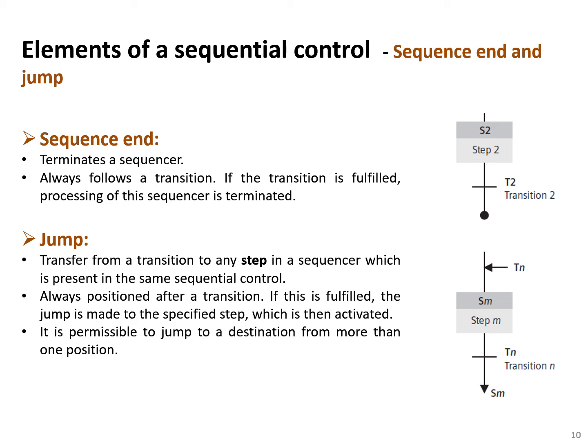Or we could have a jump, which is also very common. It is a transfer from a transition to any step in a sequencer which is present in the same sequential control. In some cases, of course, you could close the loop, for example. However, when the sequential chart becomes big, it's easier to have a jump. So say jump to SM, and then it will jump to the step M.